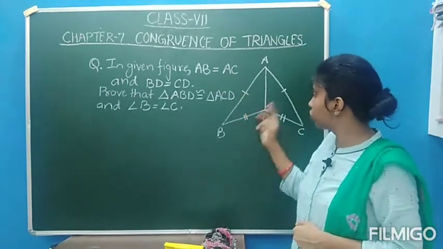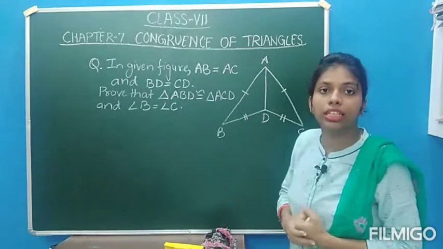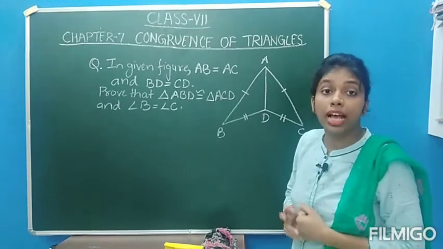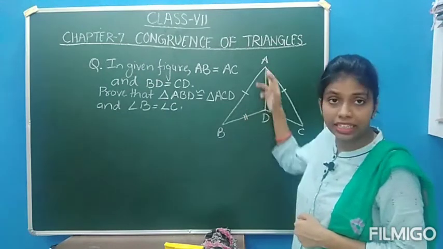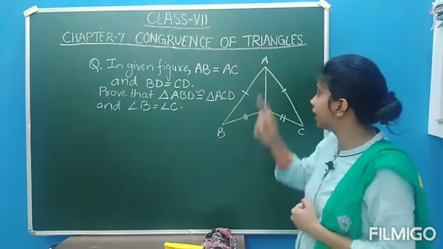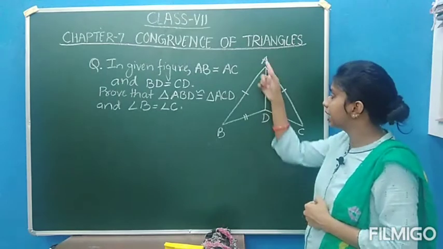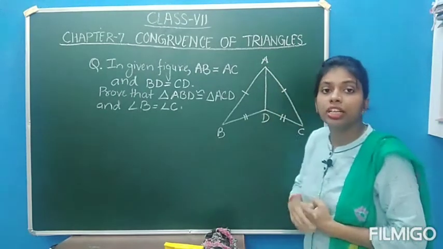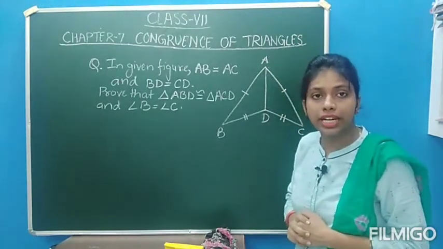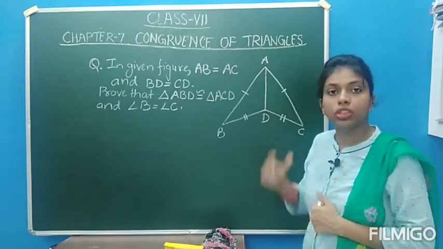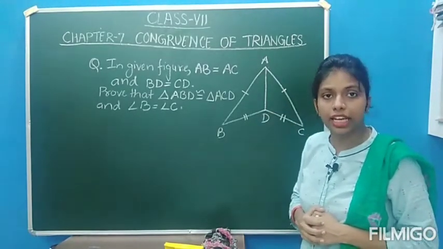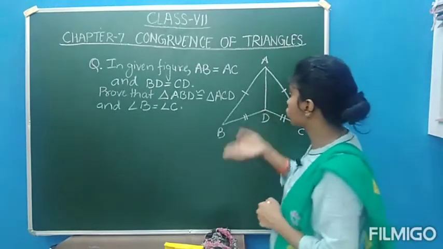Here only two sides are given equal in these triangles, but as we can see, the third side in these triangles is common, like AD is common in both triangles. So of course this side is common, means they are equal. So we can use the side criteria. So let's solve. How are we going to solve?